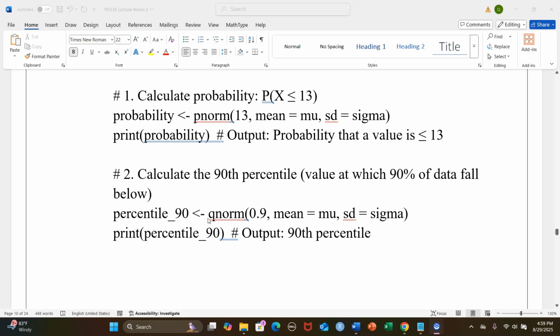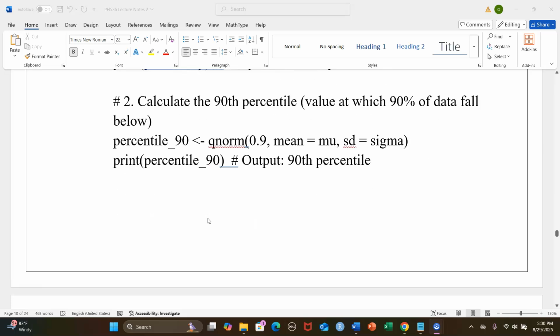Also, you can calculate the 90th percentile, the value at which 90% of the data fall below. So you can assign percentile 90 as qnorm, 0.9, mean equal to mu, and SD equal to sigma. You can print out the 90th percentile. Okay?